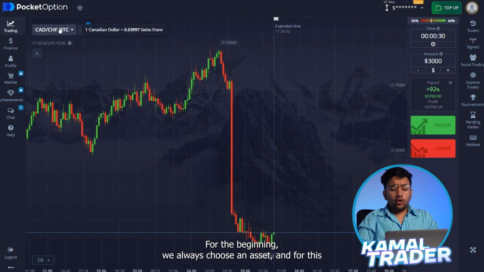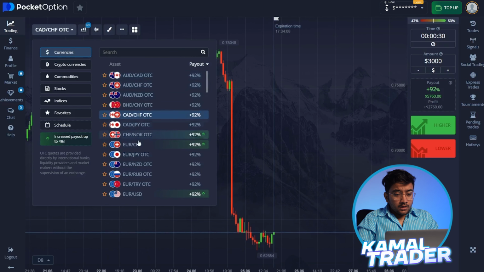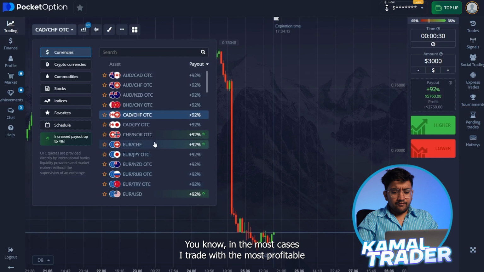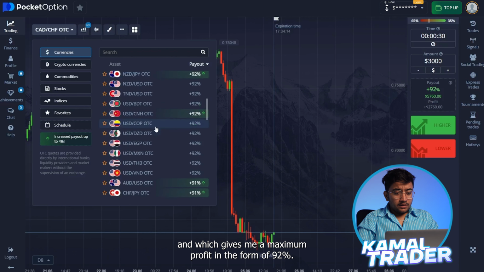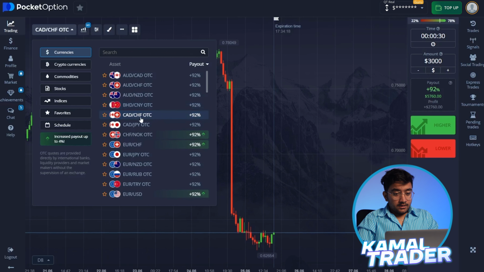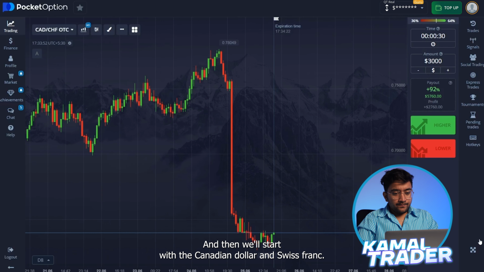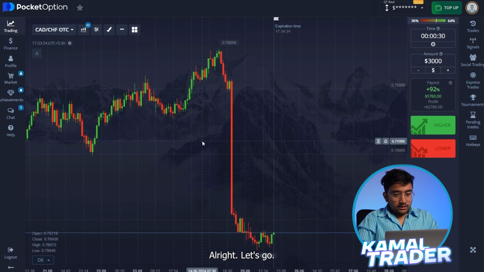For the beginning, we always choose an asset, and for this we'll go to the menu and choose the necessary currency for us today. In most cases I trade with the most profitable one, which gives me a maximum profit of 92%. Okay, and then we'll start with the Canadian dollar and Swiss franc. Alright, let's go. So let's look at the chart.